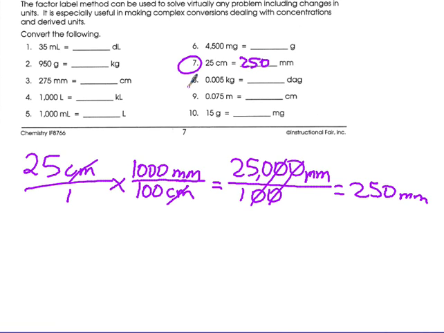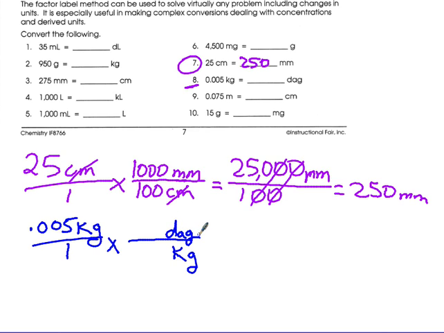We're going to do number 8. Caught me off guard there, that deca. 0.005 kilograms. We're going to go from kilograms to decagrams. Dag. That's weird. I've never seen it like that. It's usually DKG. All right, so let's use our base unit. Our base unit is grams. I know that I have 1,000 grams in every kilogram.